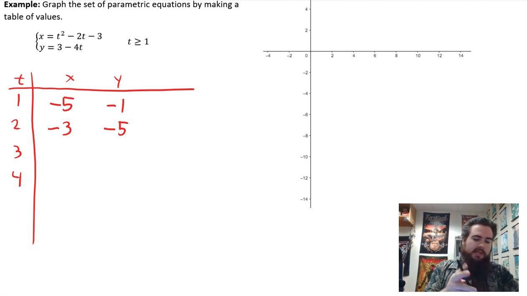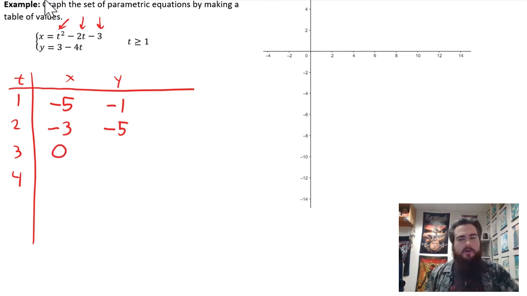Then I could try plugging in 3 now. 3 squared minus 2 times 3 minus 3. That is 9 minus 6 minus 3, which overall comes out as 0. Then if I plug in 3 for the second equation, I get 3 minus 4 times 3, or 3 minus 12, which is negative 9.